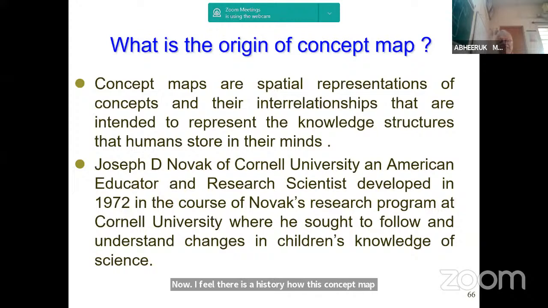At Cornell University in 1972, Joseph D. Novak was doing some research on children's knowledge of science. How to understand the changes in children's knowledge of science. Suppose you are teaching in different ways, whether children are learning or not, good learning or bad learning, how to understand that. So this was a big research project.